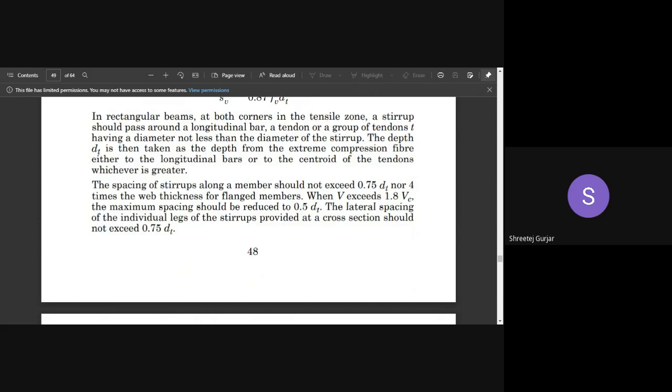Then when V exceeds 1.8 times VC, the maximum spacing should be reduced to 0.5 times dt. The lateral spacing of the individual legs of the stirrups, meaning the distance between two legs of your stirrups in the cross section, should not exceed 0.75 dt. A few considerations we have to keep in mind regarding the spacing of your stirrups.